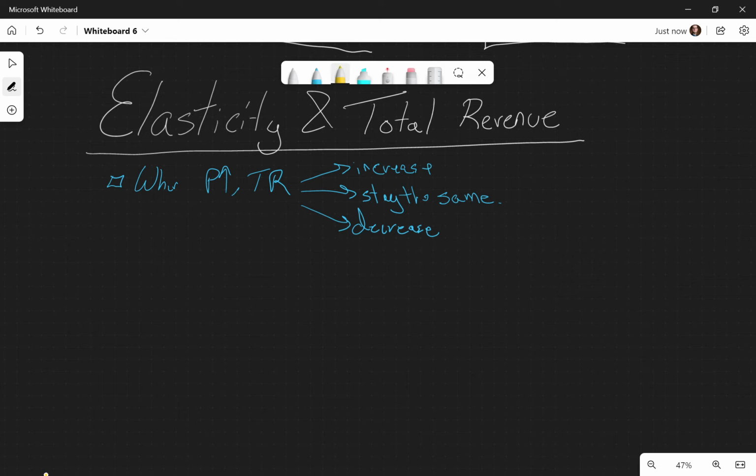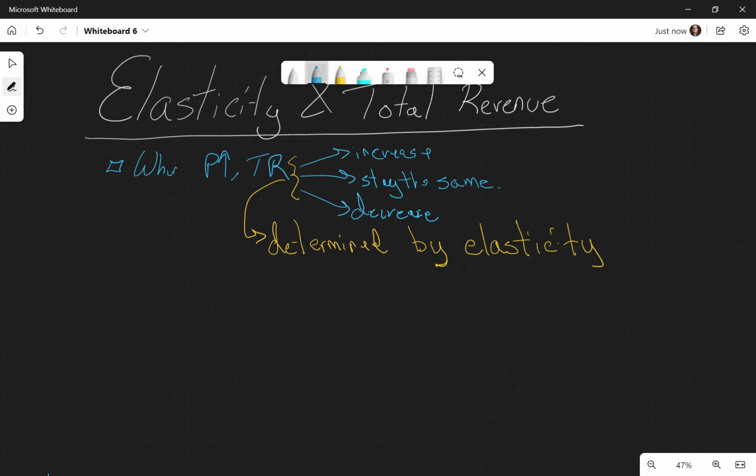Which path it goes on is determined by the elasticity. So our total revenue or our total expenditure is going to be defined as our price times our quantity.